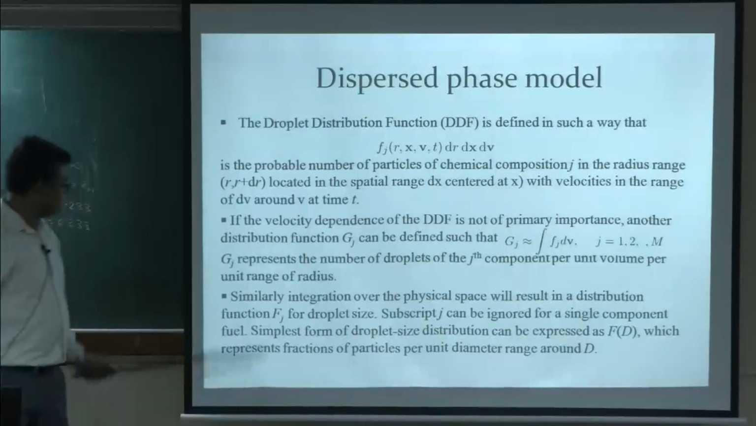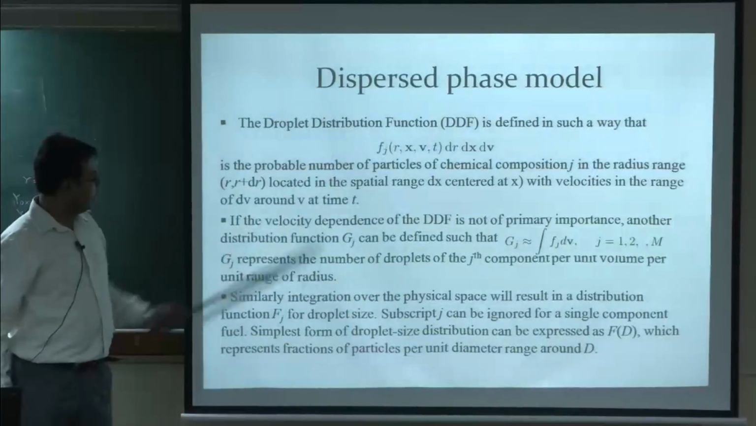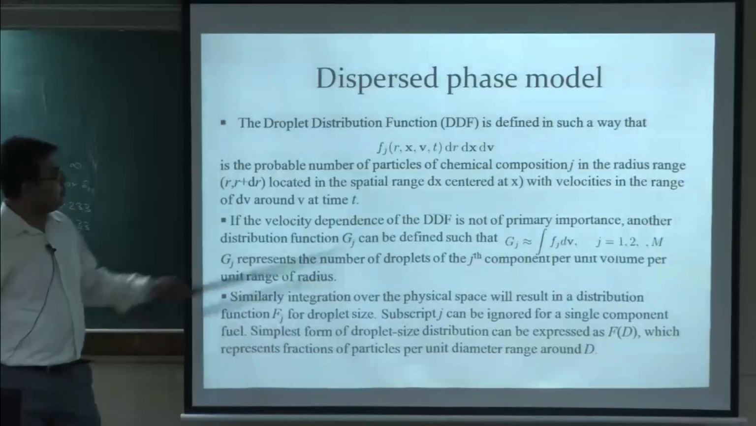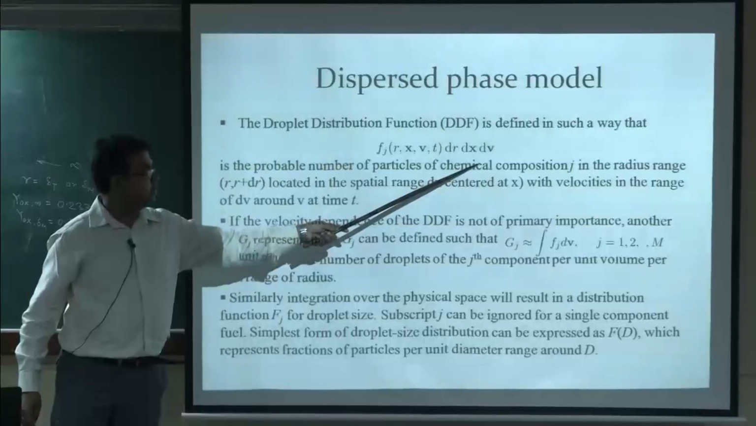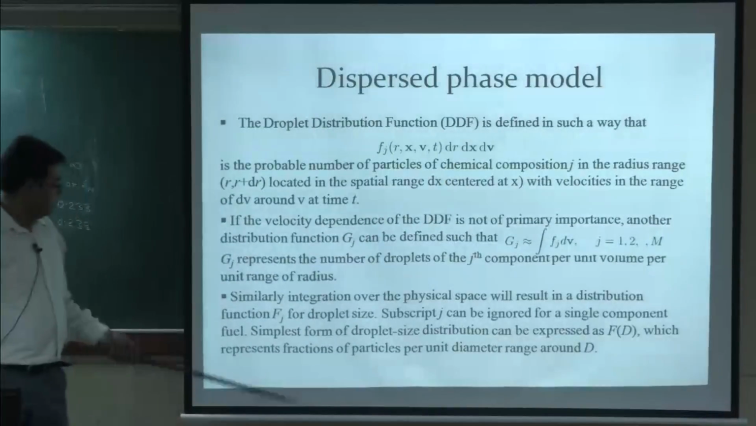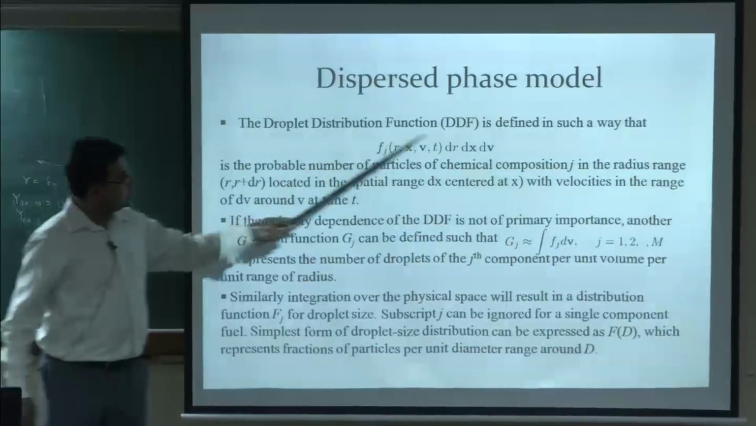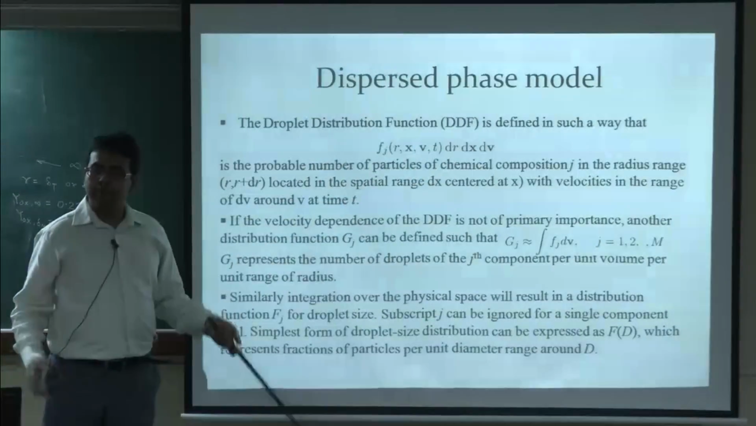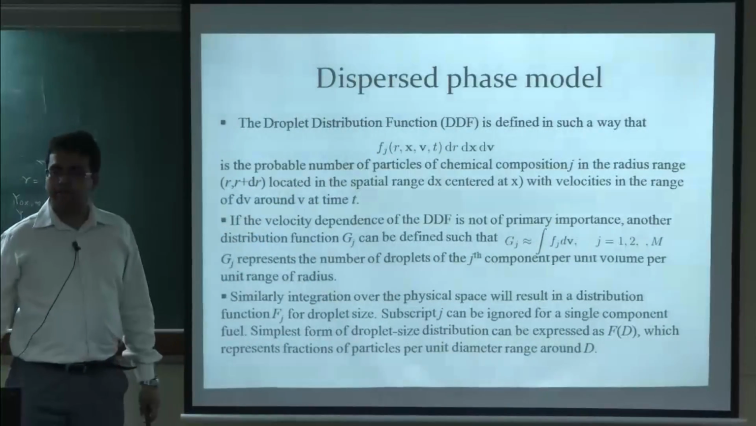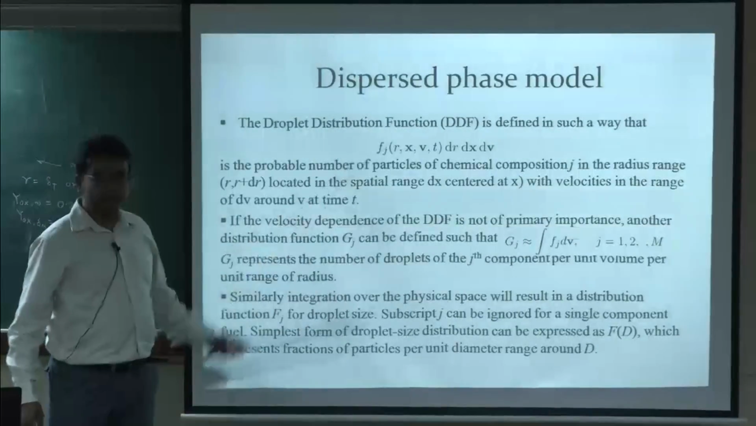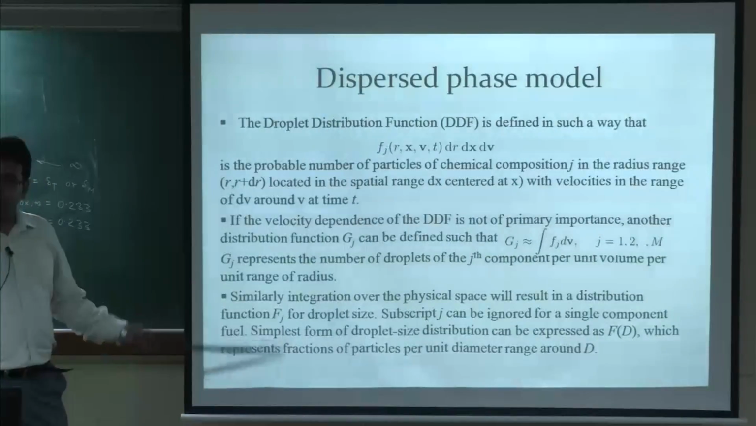Similarly, if you integrate over the physical space, then you can get another distribution function fj, but that will not contain the dependence on the spatial volume and the velocity also. So, these are some of the techniques. Initially you should try to have a more general form, but it may not be possible numerically to solve for these distribution functions; that will be computationally challenging. So, we simplify our life, and then we can come up with a reduced model like fj here.